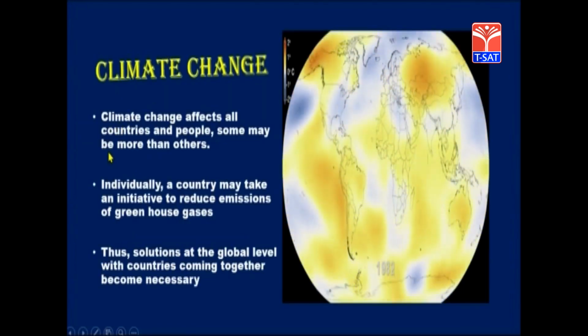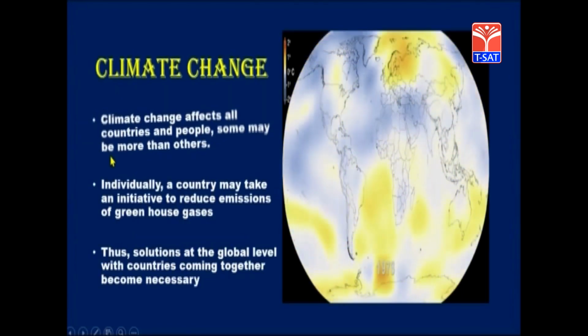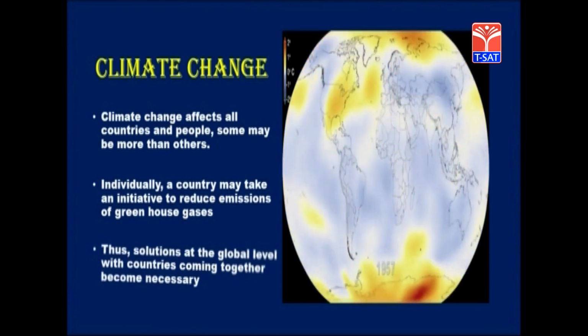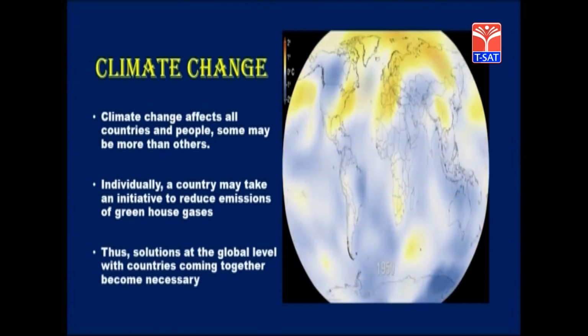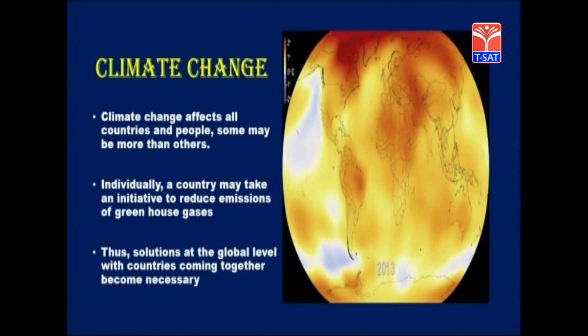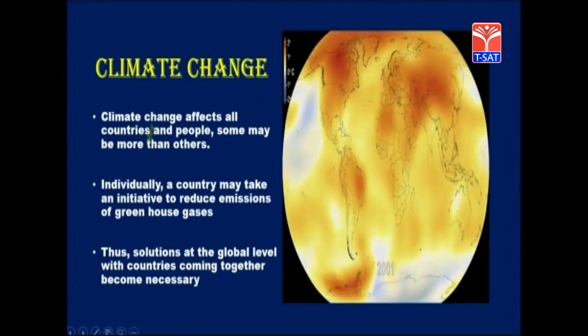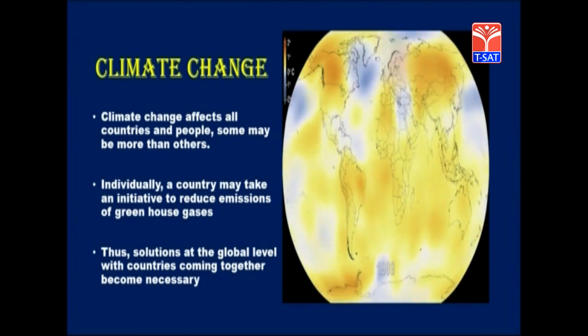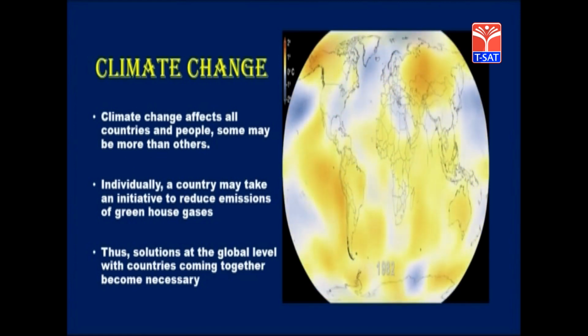Climate change affects countries and people, some more than others. Individually, a country may take an initiative to reduce emissions of greenhouse gases. Thus, a solution at the global level with countries coming together becomes necessary. So, climate change has to be tackled worldwide, that is, globally. Not only individuals, even other countries should participate in controlling the climate.